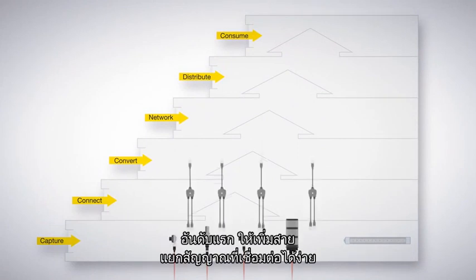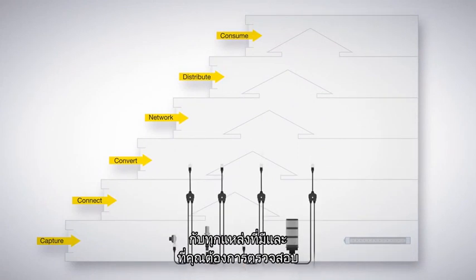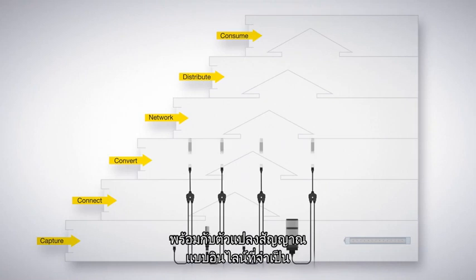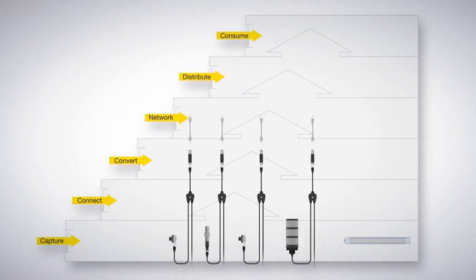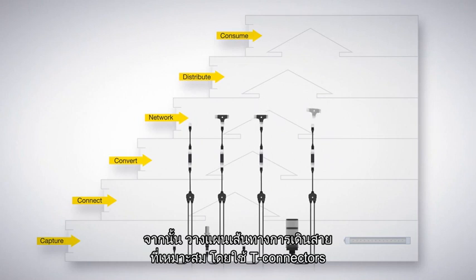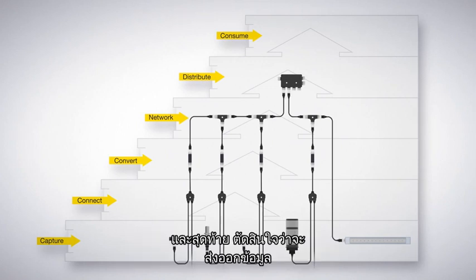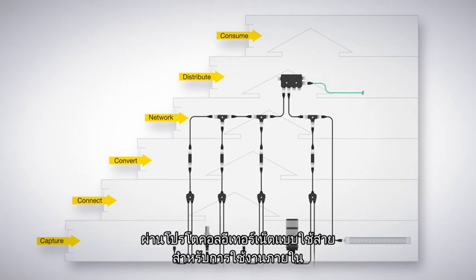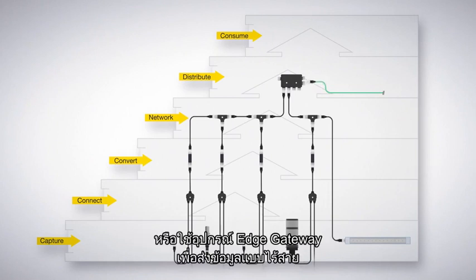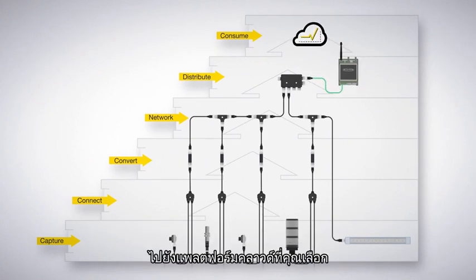First, add Quick Connect splitter cables for every existing source you want to monitor, along with any inline signal converters necessary. Next, plan out an optimal wiring path using T-connectors to get the device signals to a Banner smart controller for processing. And finally, decide whether to output the data through a wired Ethernet protocol for local use or use an edge gateway device to wirelessly push data to a cloud platform of your choice.